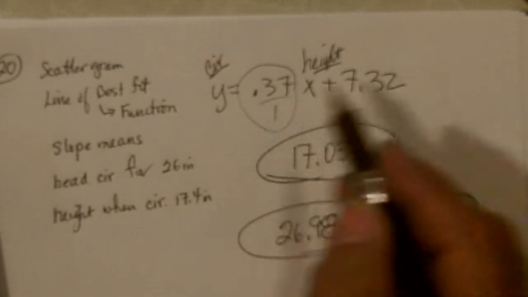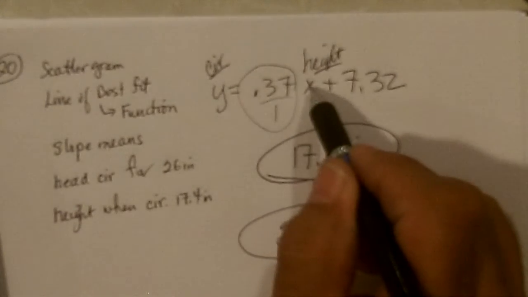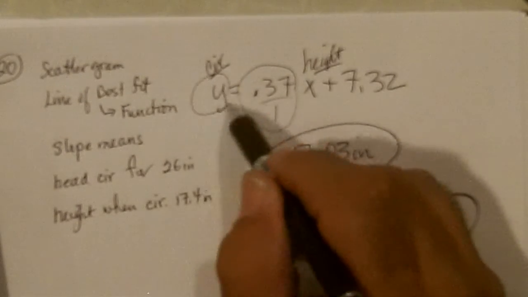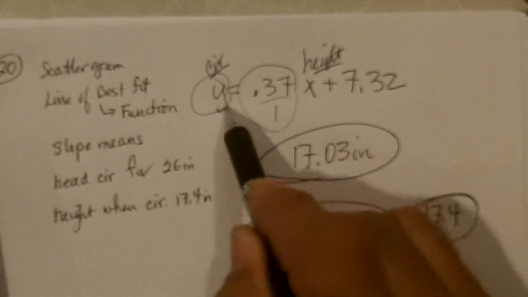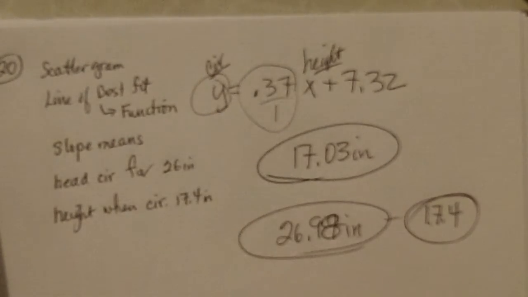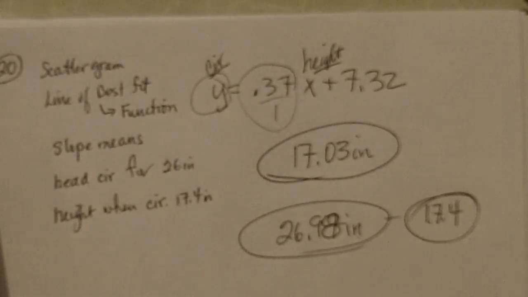So that's how you find the x given the y. Or you could just write the equation down, put in the 17.4 here, subtract the 7.32 and divide by 0.37 and get that number. That's 20.